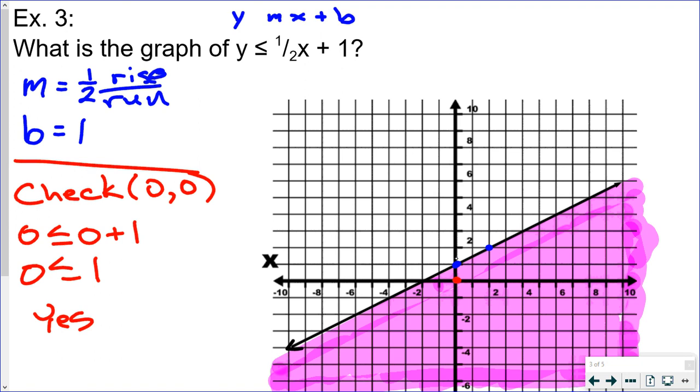So let's check this point right here that's on the line. So this is 0, 1, 0 for x, 1 for y. So if I plug in 0 for x, I have 0 plus 1 is 1. And I plug in 1 for y. 1 is less than or equal to 1. Because of the or equals to, it's true. So any point on this line is true, and any point below the line. And it's a solid line because it's or equal to.